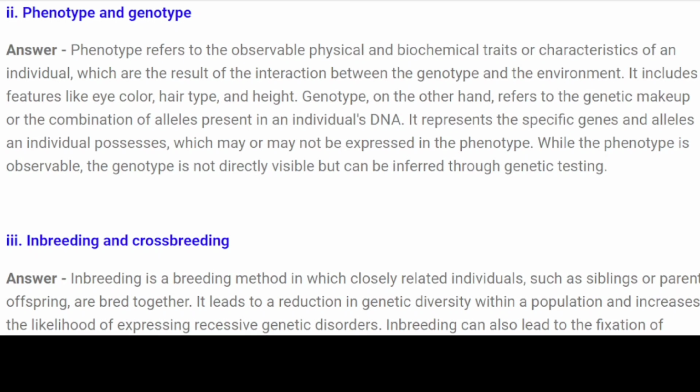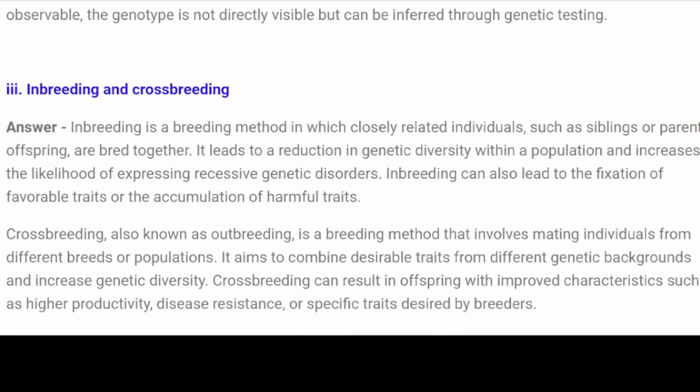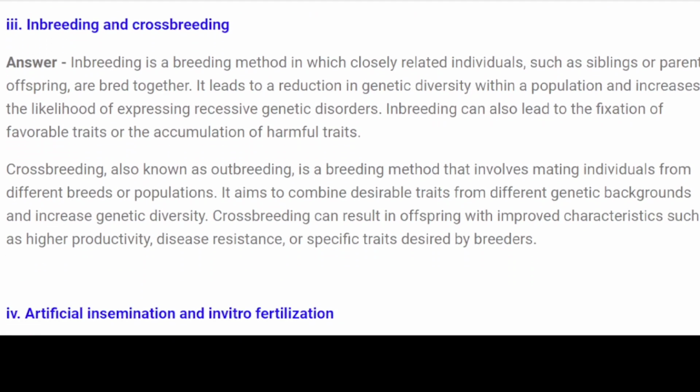Genotype, on the other hand, refers to the genetic makeup or the combination of alleles present in an individual's DNA. It represents the specific genes and alleles an individual possesses, which may or may not be expressed in the phenotype. While the phenotype is observable, the genotype is not directly visible but can be inferred through genetic testing.